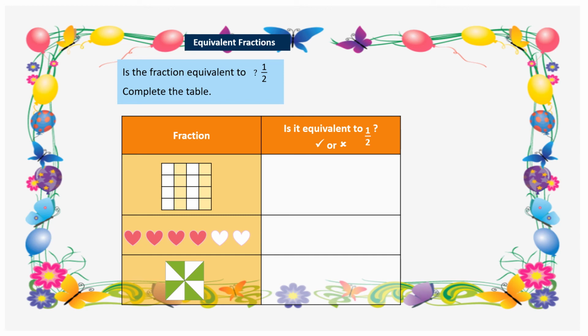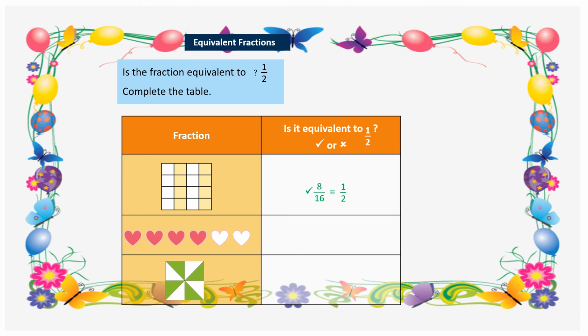Welcome back. How did you get on? Let's look at the first one. 8/16 is equivalent to half. How do we know? Now, the total of this shape is 16, and half of 16 is 8. 8 has been shaded. 1, 2, 3, 4, 5, 6, 7, 8. 8/16. And 8/16 is equivalent to half.